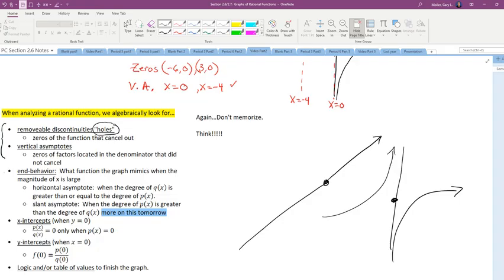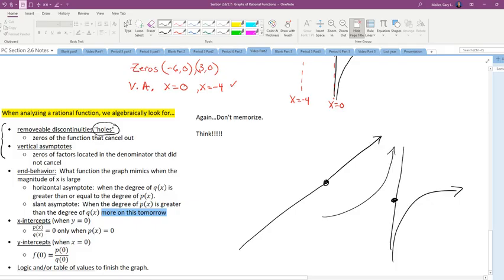End behavior is a discussion about asymptotes. What function does the graph mimic when the magnitude of x is very large? It's going to be some sort of line. So it's either going to be a horizontal asymptote when the degree of q of x is greater than or equal to the degree of p of x.